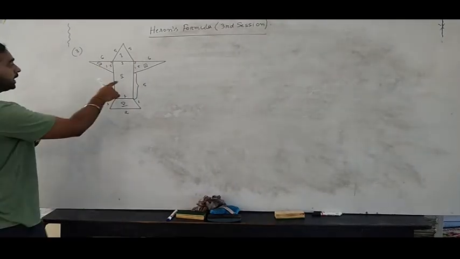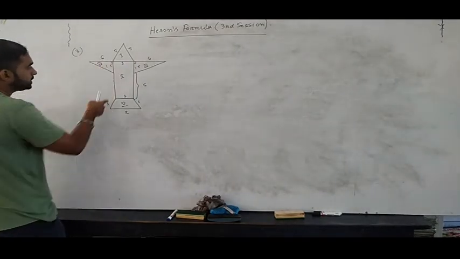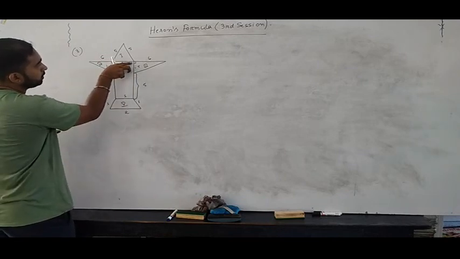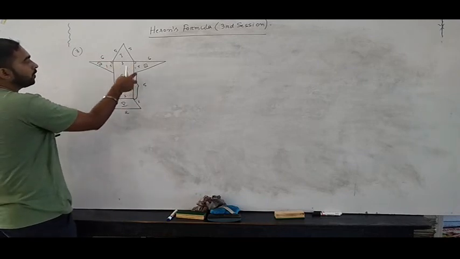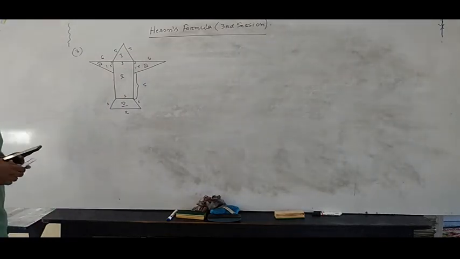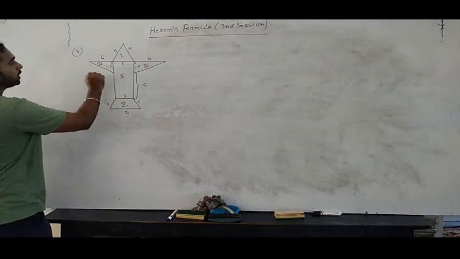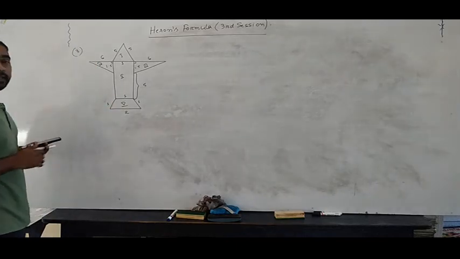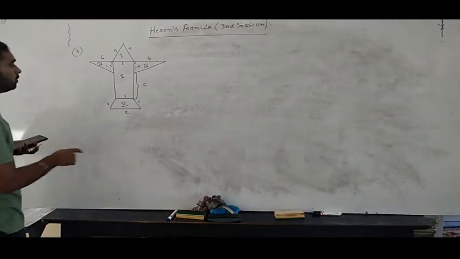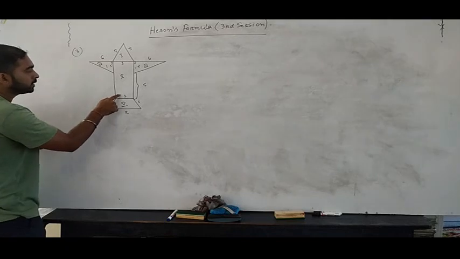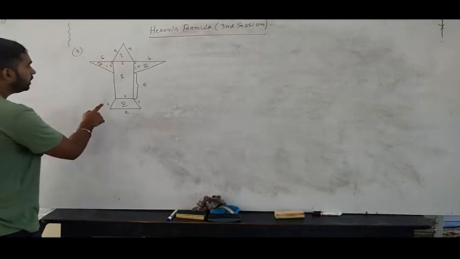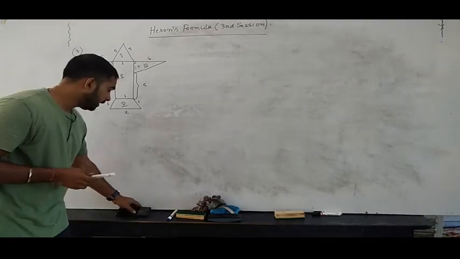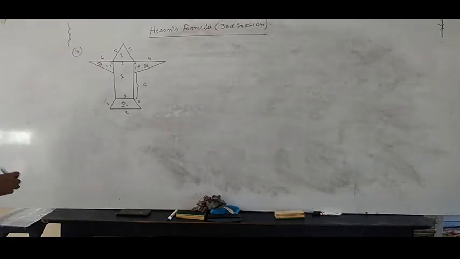And in diagram 2, length is not given actually. This portion is given 5 and this portion is 1.5. So the length is 5 plus 1.5 equal to 6.5, and the breadth equal to 1. It forms a rectangle, and this is an isosceles trapezium where the parallel sides are 1 and 2 and the non-parallel sides are 1 and 1.